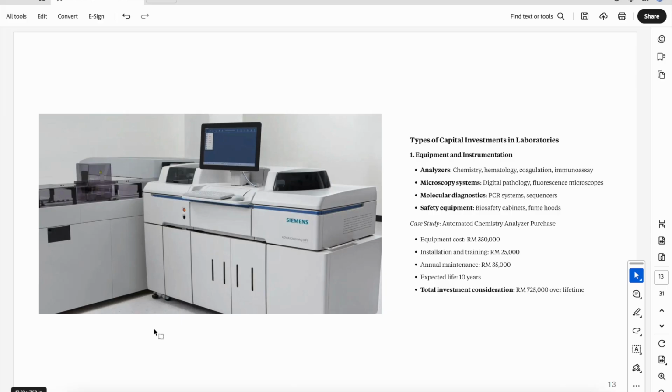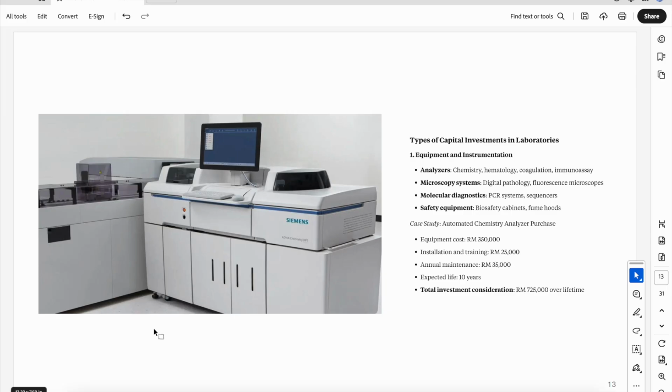ringgit. Microscopy systems, including digital pathology and fluorescence microscopes, are essential for morphological examination. Molecular diagnostic equipment such as PCR systems and sequencers represents the future of laboratory medicine. Safety equipment, including biosafety cabinets and fume hoods, is essential for protecting laboratory workers.